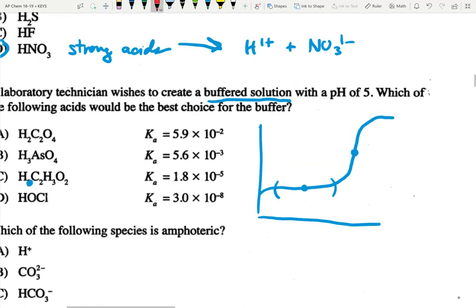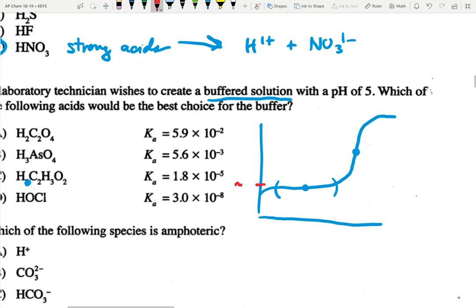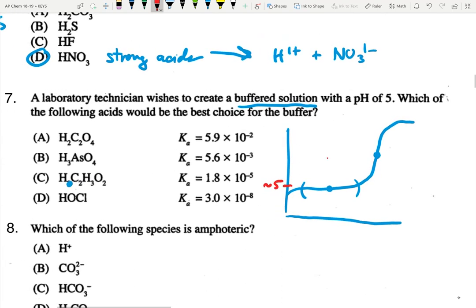So if I go to my graph, a pH of approximately 5 over here would mean that I want something that at the half equivalence point has a pH of around 5. And remember, at the half equivalence point, pH is equal to the pKa of the acid.